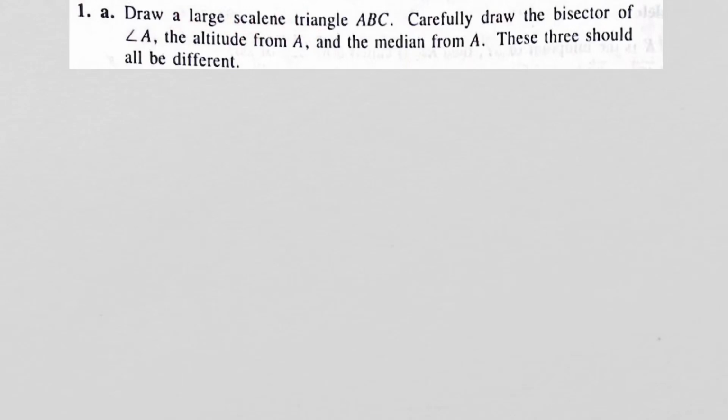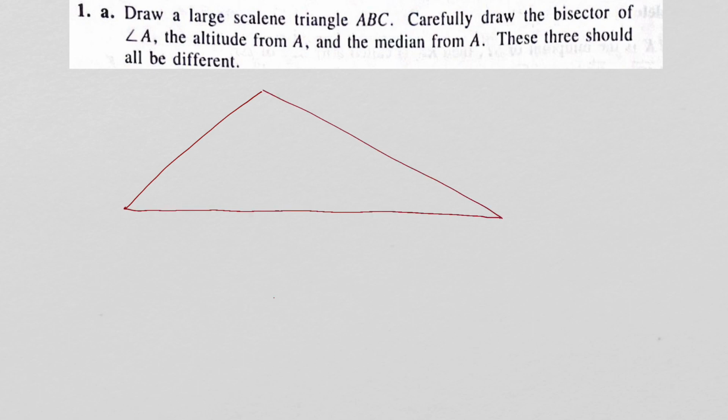Okay, draw a large scalene triangle. A scalene triangle is a triangle where all three sides have different lengths. So it might look something like this. Okay, and we'll call these points A, B, and C. Now, we want to draw a bisector of angle A.